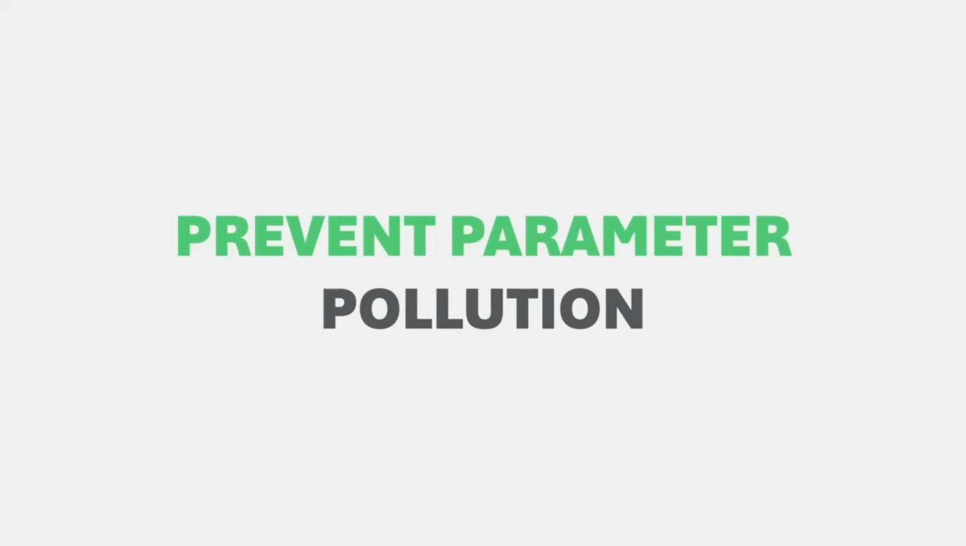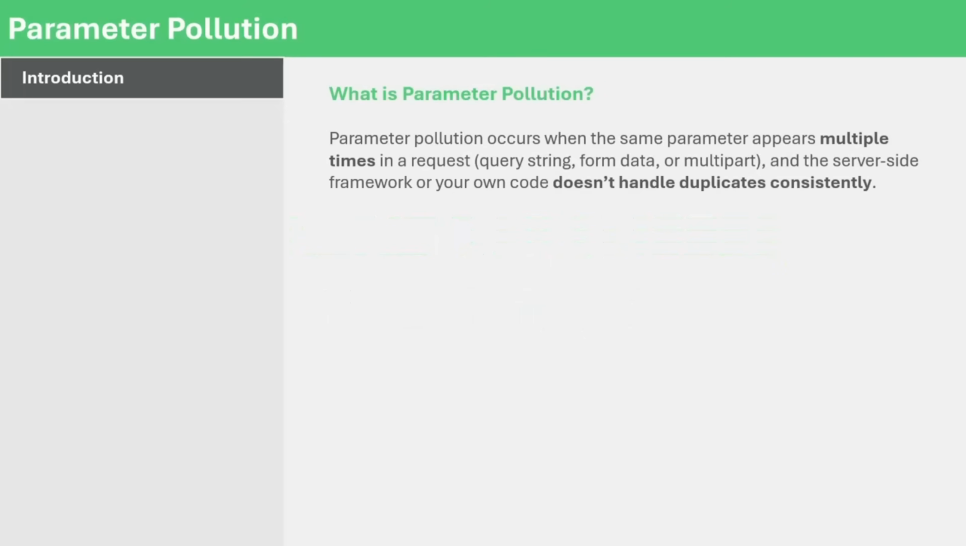In this lecture, we will try to understand what is parameter pollution and how it can be used to bring an application down. And then we will learn what is the solution we can use to avoid parameter pollution. So in simple words, parameter pollution occurs when the same parameter appears multiple times in a request, like in the query string, in the form data, or in the request parameter. And the server-side framework or our server-side code is not capable of handling any duplicate parameters.